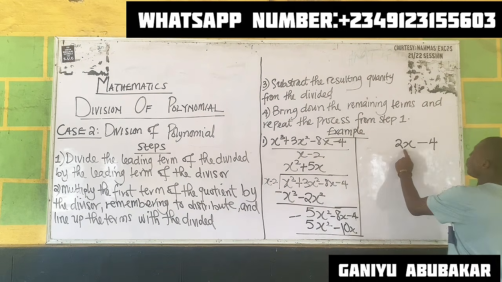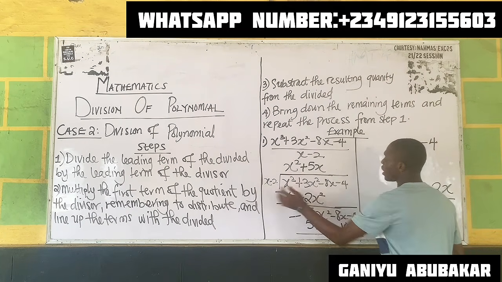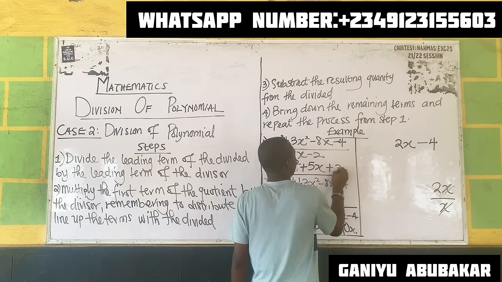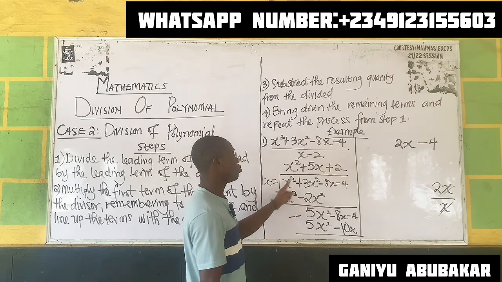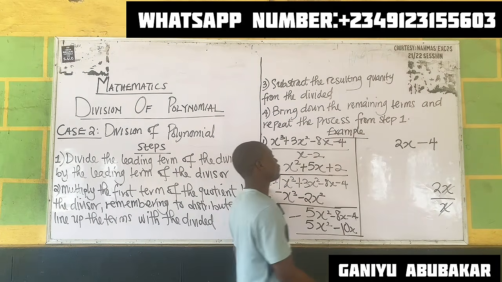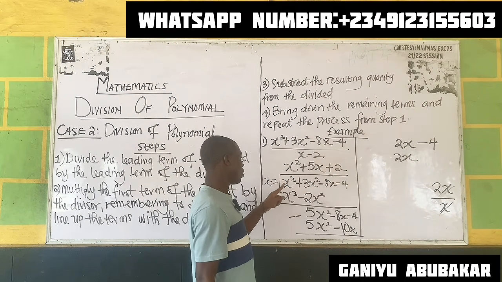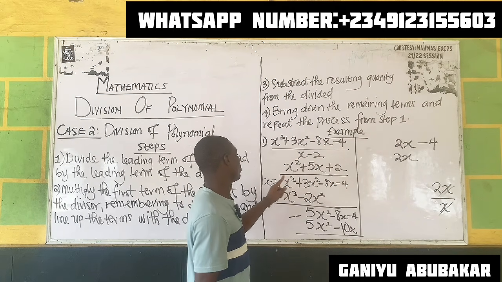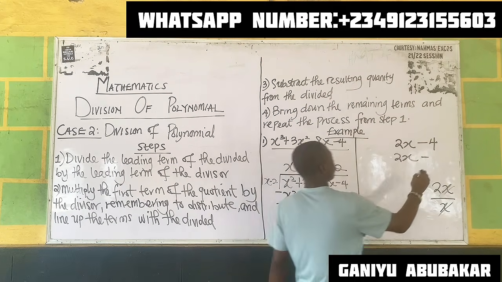So I pick out the leading term of this one, that's 2x, divided by the leading term of the divisor, that's x. So divide this, I'm having positive 2. So put plus 2 here. Multiply this 2 by this divisor. So 2 times x gives you 2x, right? Plus 2 times x, that is plus 2x. So minus, I mean, 2 times 2 gives you 4.